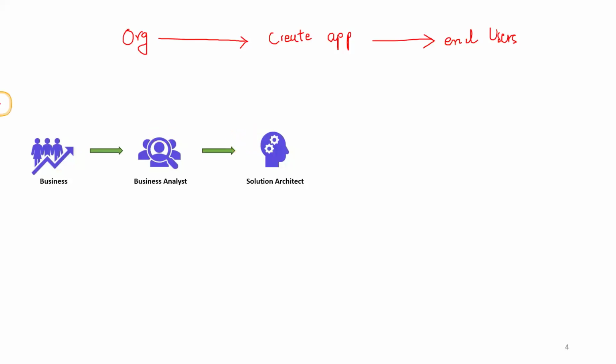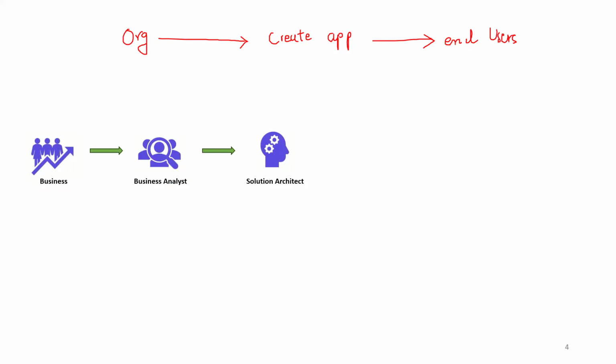So the business comes up with a requirement for the application. Then the business analyst will gather all the needs from the business, and then he passes that technical information to the solution architect. He passes that entire technical information to the solution architect.